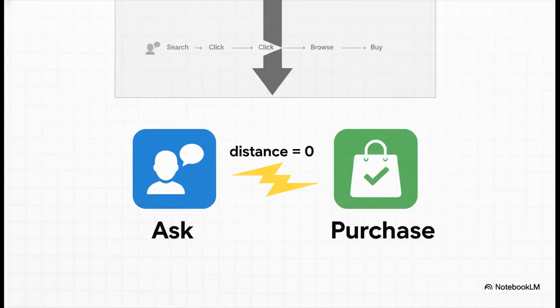Well, the business agent takes that entire journey and just collapses it. The new journey is 2 steps: ask and purchase. That's it. The distance between what a customer wants and actually buying it is now practically zero. It all happens in one seamless conversation.